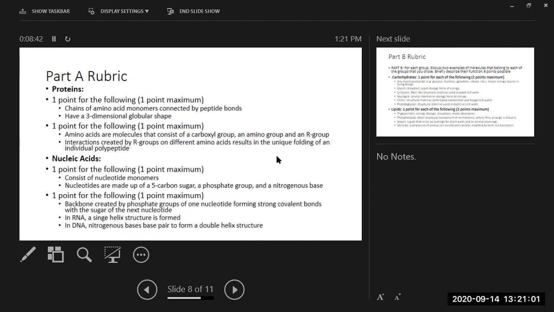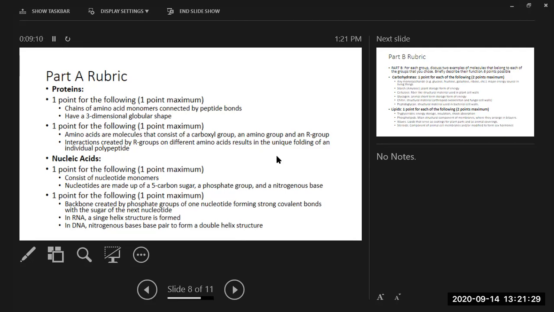Next point. If you said the backbone of DNA is created by phosphate groups of one nucleotide forming strong covalent bonds with the sugar of the next nucleotide. Remember this little prop from last week? The yellow things are bonds. The reds are the phosphate groups. The blacks are the sugars. So it alternates: sugar, phosphate, sugar, phosphate, sugar, phosphate. That's what makes up the backbone of DNA.